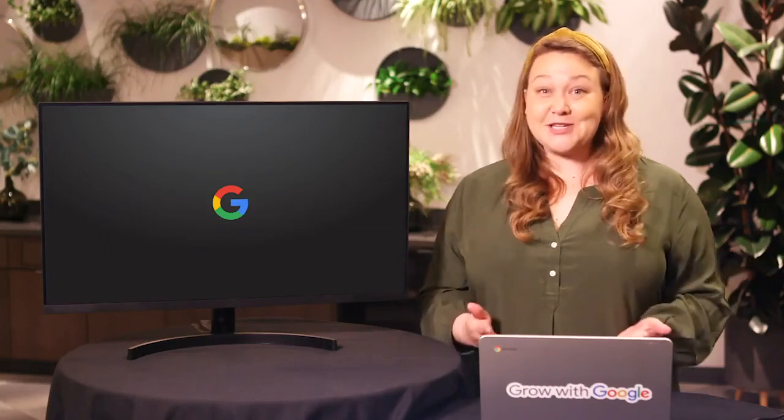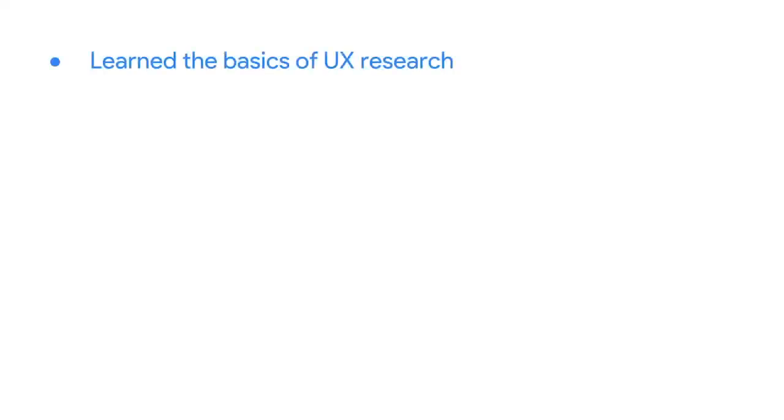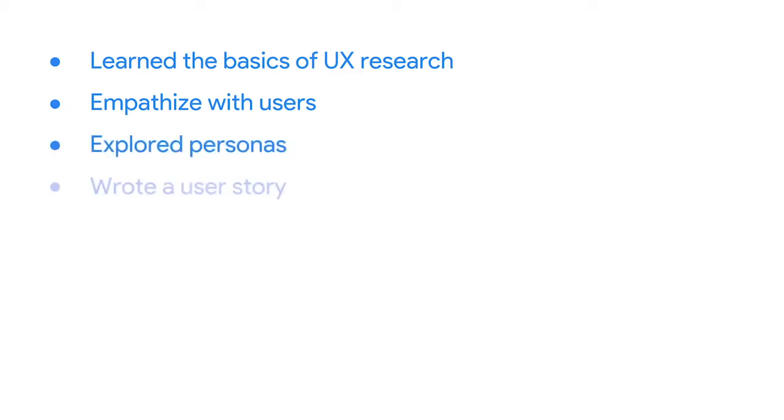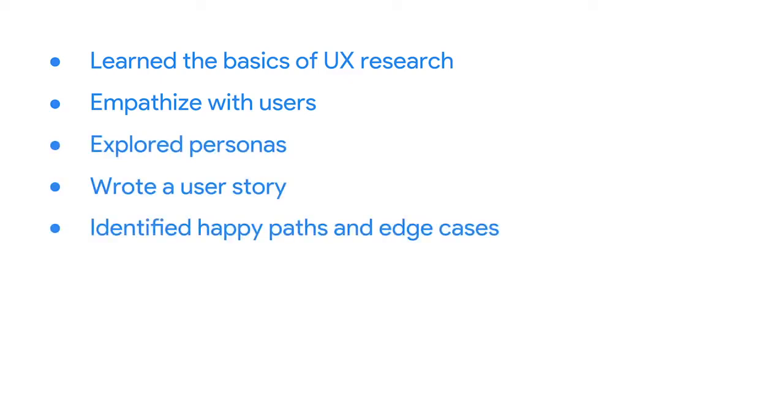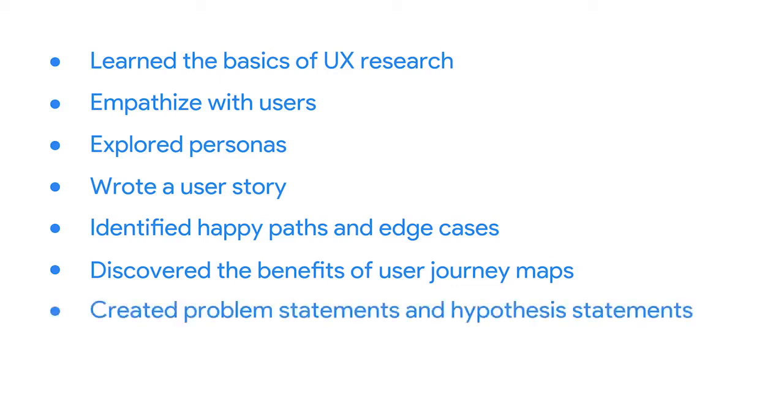Guess what? You reached the finish line. You should feel great about that. Let's look back on everything you've accomplished in this course. You learned the basics of UX research and where it brings value within the design thinking process. You learned what it means to empathize with users and why it's important to do so before you start designing. You also explored personas, wrote a user story, identified happy paths and edge cases, and discovered the benefits of user journey maps. Next, you defined the user problem by creating problem statements and hypothesis statements.